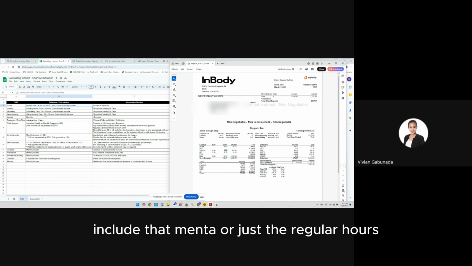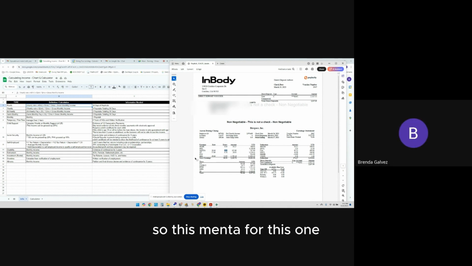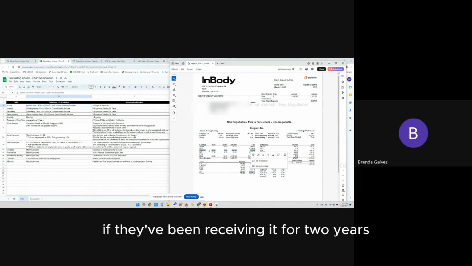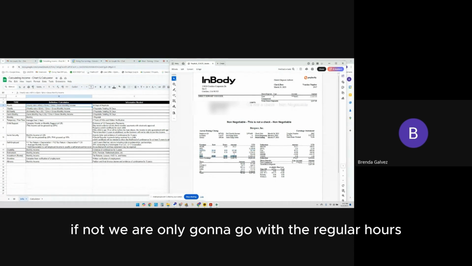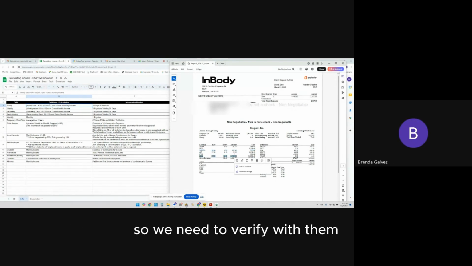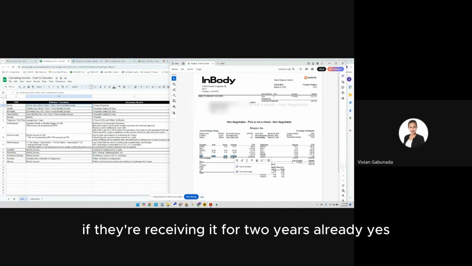Include that Menta or just the regular hours? So this Menta, you would include it if they've been receiving it for 2 years. If not, we are only going to go with the regular hours. So we need to verify with them if they've been receiving it for 2 years already.